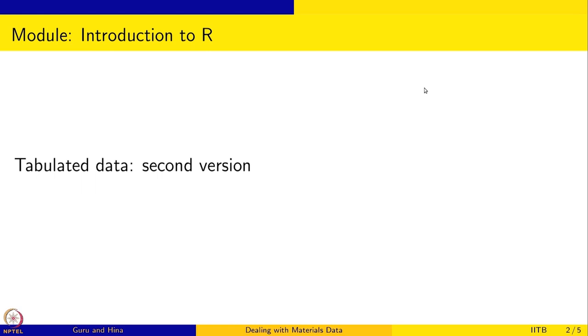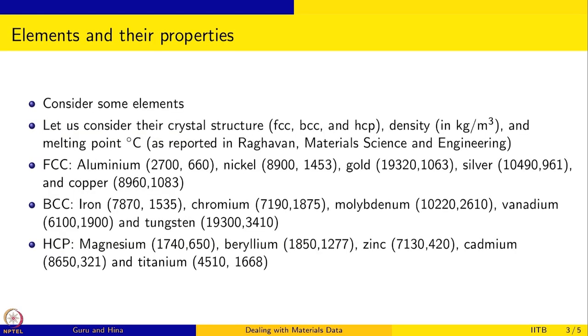So, we are going to look at tabulated data, the second version, and just to remind you, this is the information that is in the data. We are going to consider some elements and their crystal structure, whether they are FCC, BCC or HCP, their density given in kilograms per meter cube, and melting point which is reported in degree Celsius. And this data is taken from Raghavan's Material Science and Engineering textbook.